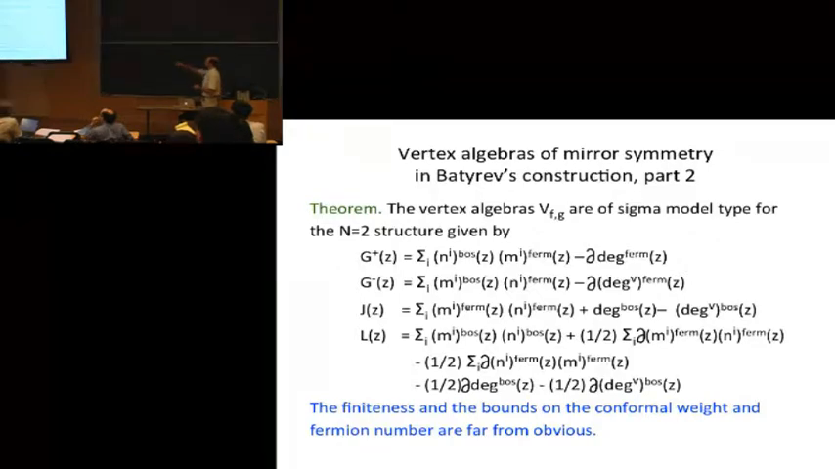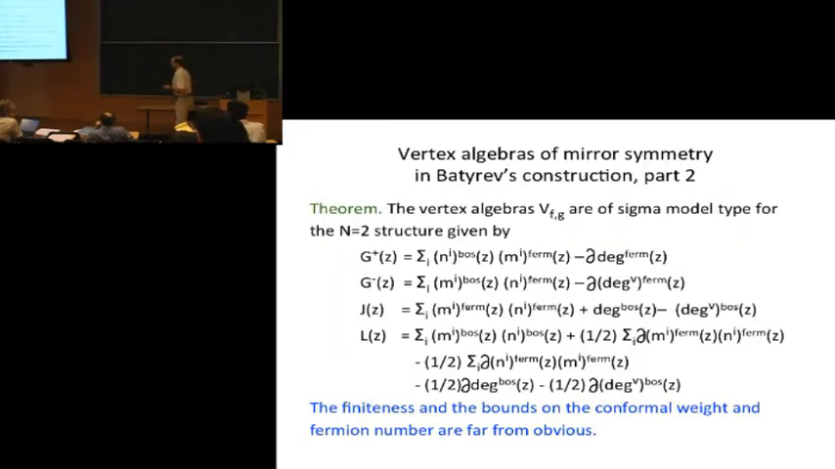We'll see. So what I want to stress, that's in blue font, is that it's not so obvious to see that the cohomology will be of sigma model type. The original lattice vertex algebra has lots of elements of negative conformal weight because it didn't start with a positive definite pairing. It's a pairing of M and M dual. But once you take the differential, you actually get these bounds on the conformal weight and the fermion number.